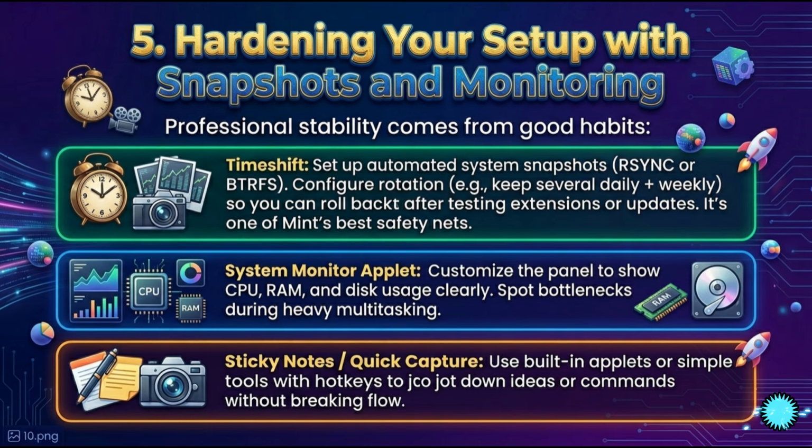Number 5, hardening your setup with snapshots and monitoring. Professional stability comes from good habits. Timeshift: set up automated system snapshots, rsync or BTRFS. Configure rotation. For example, keep several daily plus weekly, so you can roll back after testing extensions or updates. It's one of Mint's best safety nets.